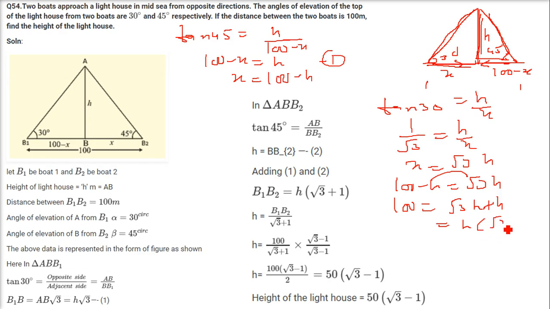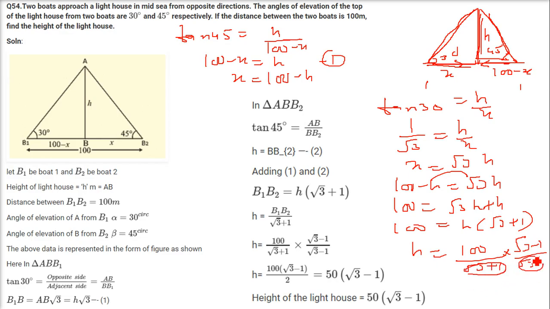So it will be h times root 3 plus 1 equals 100. Now bring it down. So h will be equal to 100 by root 3 plus 1. Now we can't leave this root 3 plus 1 in the denominator, so we have to rationalize it. Multiply root 3 minus 1 in the numerator and denominator.